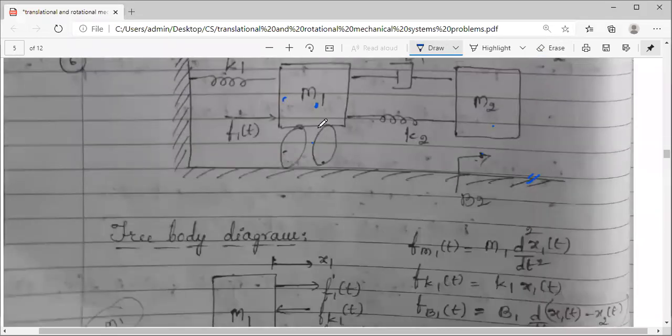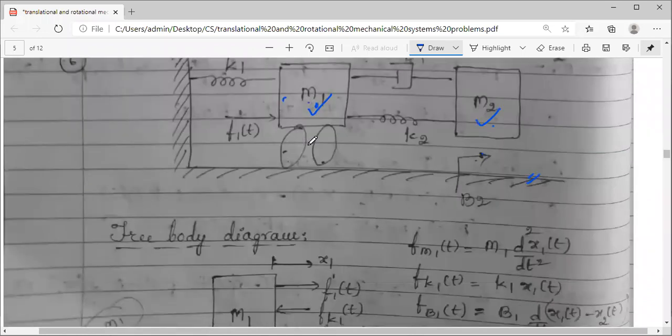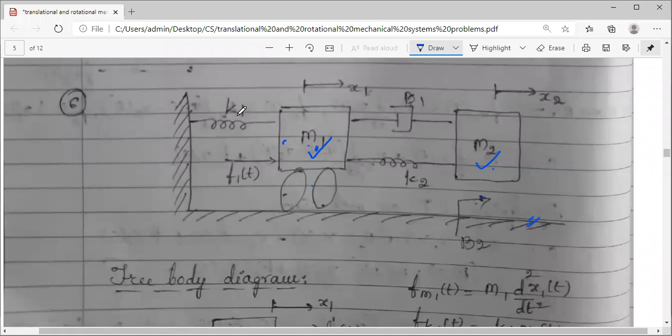So coming very quickly, what do we have to do? We first go for free body diagrams. How many? Two, M1 and M2. Let me go for M1 first. How many forces are there here? Check the total elements: 1, 2, 3, 4, and indirectly it is 5. So five different elements, and because of M1 and M2, self forces will also be acting as opposing forces.